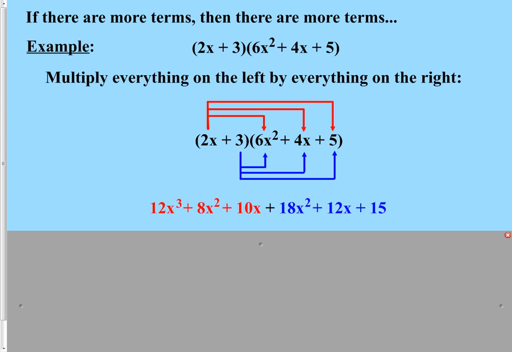Our next term is x to the first, 10x to the first. Any other x to the firsts? There sure are. There's 12 more of them over there in the blue. Okay, 10 of them and 12 of them. How many is that? That's 22.